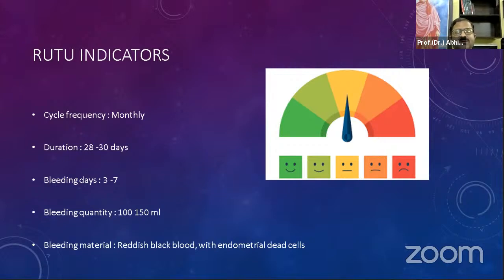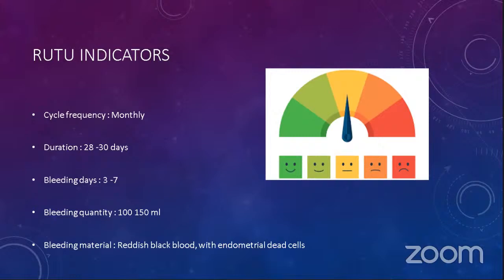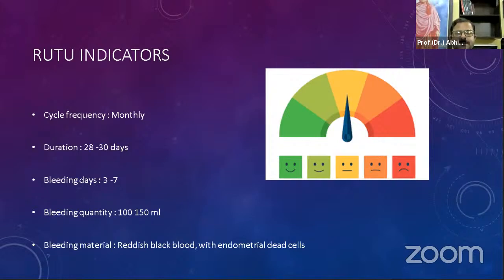Duration should be 28 to 30 days. Maximum duration 30 days, minimum duration 28 days. So this is the duration of the menstrual cycle, which is supposed to be the normal duration. Bleeding days, where there is bleeding in the females, should again be 3 to 7 days. If less than 3 or more than 7, again it is supposed that there is some sort of disturbance in the Rutu factor. Okay, so that has to be sorted out.